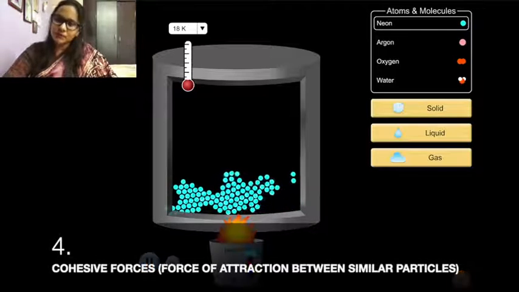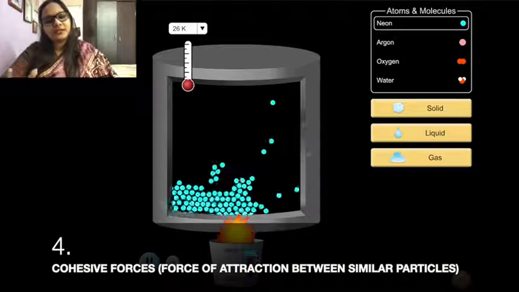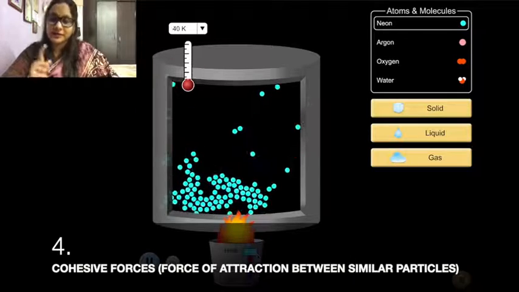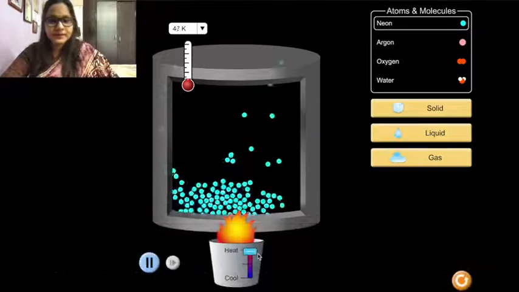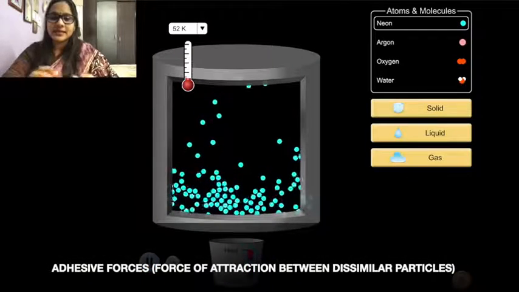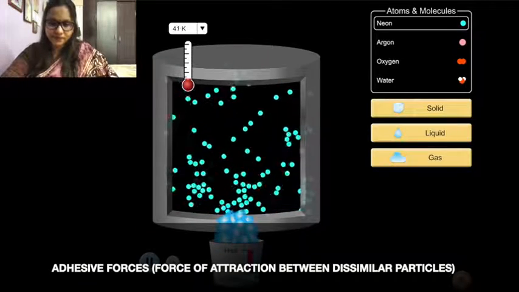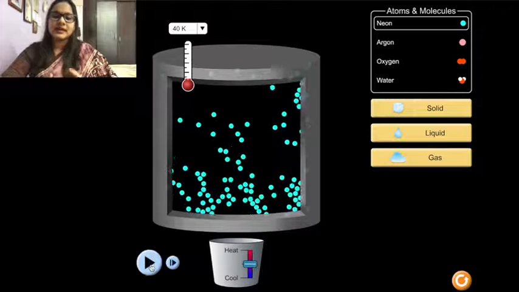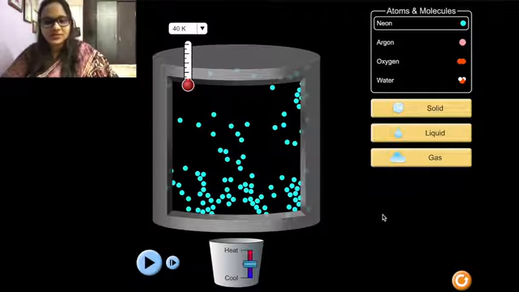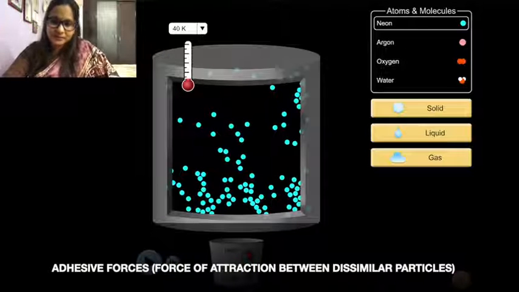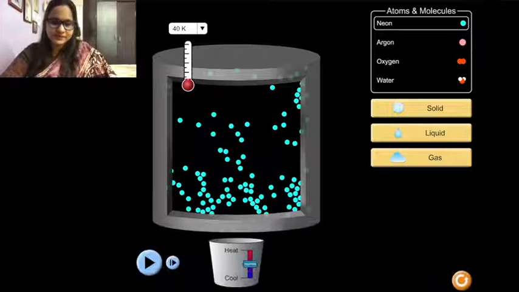The fourth important postulate is that the particles attract each other with a certain force. This force is called cohesive force if the particles are of the same kind. And if the particles are of different kinds, then the force of attraction which exists between the particles is called adhesive force. Not every substance is made up of one kind of particles. Substances may be made up of two or more kinds of particles also. So in those cases, the force of attraction between the particles is called adhesive force.